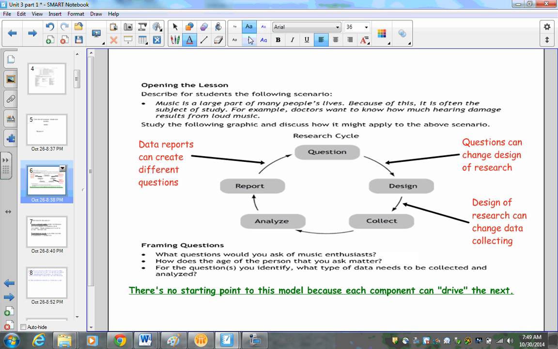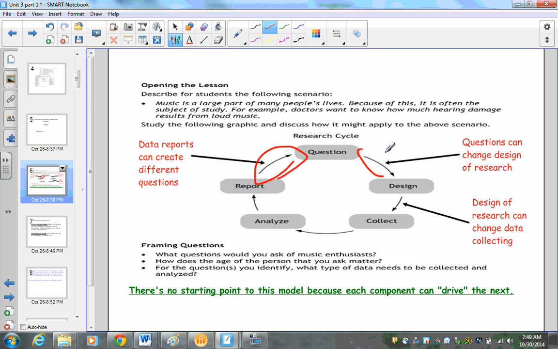Notice that it's a cycle, circle, you get the idea. Now, a couple things I want to bring to your attention is notice all the arrows. There's actually no starting point and no ending point to this research cycle. And the reason behind that is because when it comes to research, you can start in many different areas. Meaning, let's say I had a question. Well, the question that I have will drive what kind of research I'm going to have, meaning the design of it, which will drive how I collect the research.